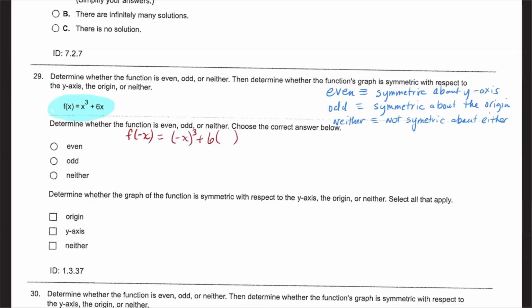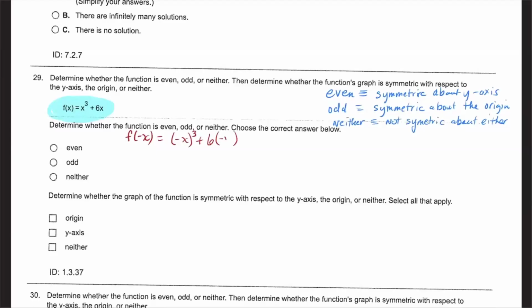Replace every variable with a parenthesis, and then put your number or expression in there, negative x. So when we simplify this, negative x raised to the third power, any negative number raised to a third power is going to end up negative, because you have a negative times a negative times another negative.